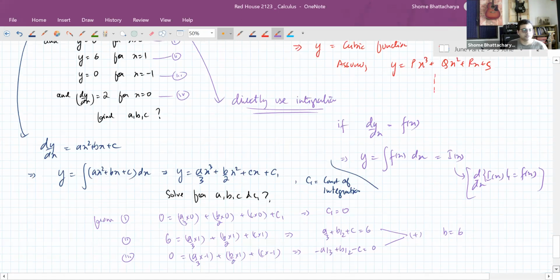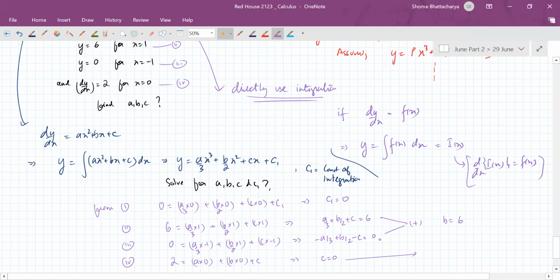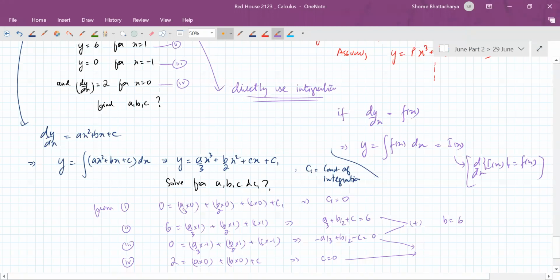And then if we substitute the fourth condition, we have dy by dx is 2 when x is 0. So we directly get that c is equal to 2. Sorry, c is equal to 2, my mistake. C is equal to 2.